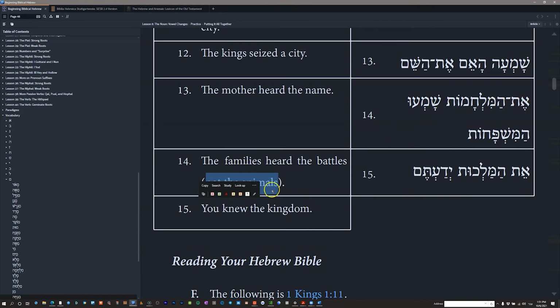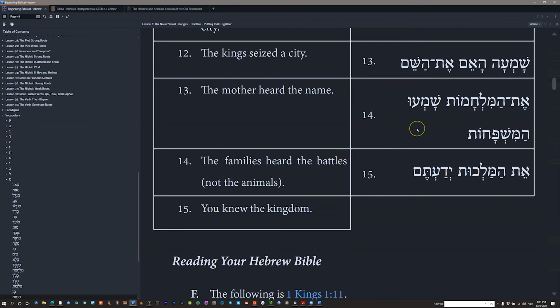Now, Futato adds this parenthetical note, not the animals, to point out that et hamilchamot is fronted here. There's some sort of emphasis being given, as if to say, the battles is what the families heard. Or I should say the battles are what the families heard, not something else, like the animals. The families heard the battles, underlined.